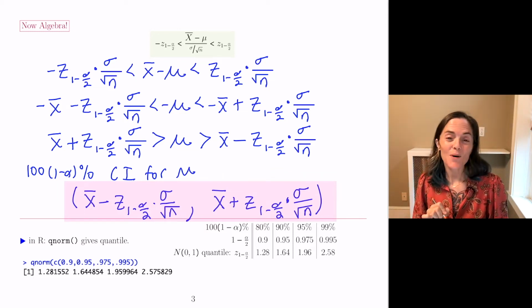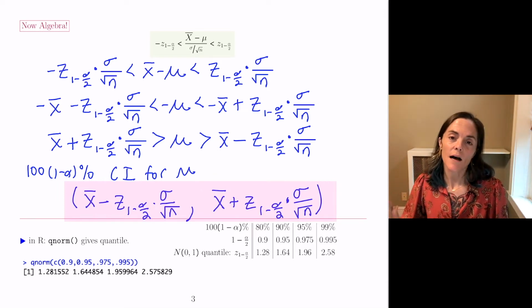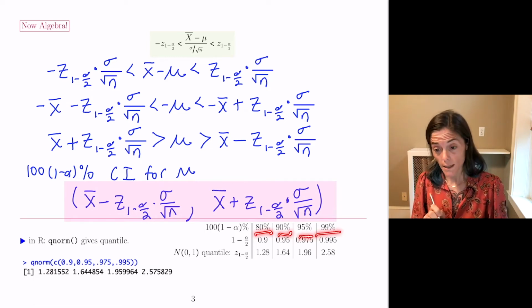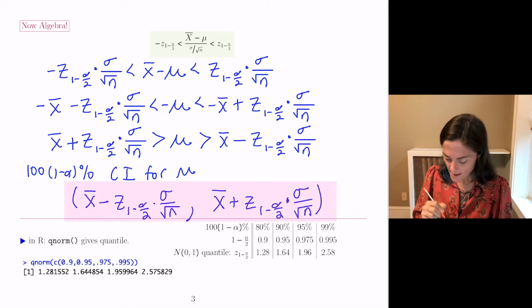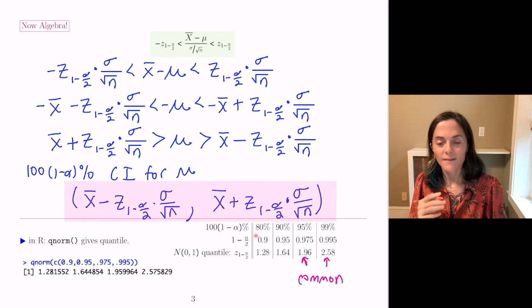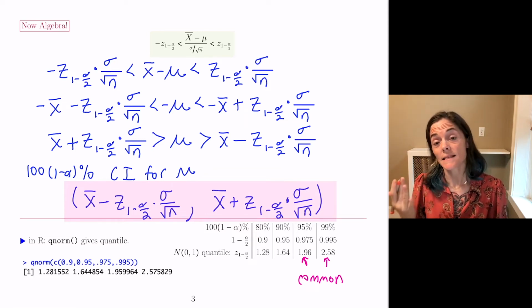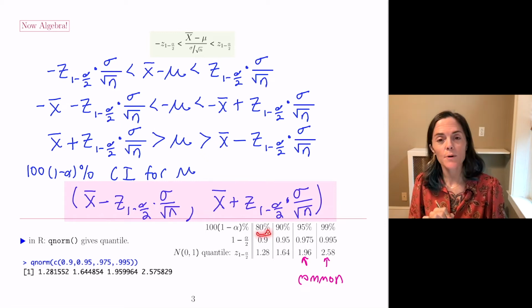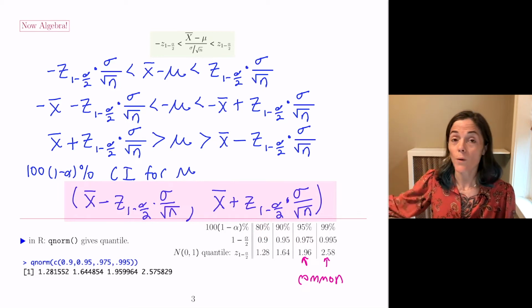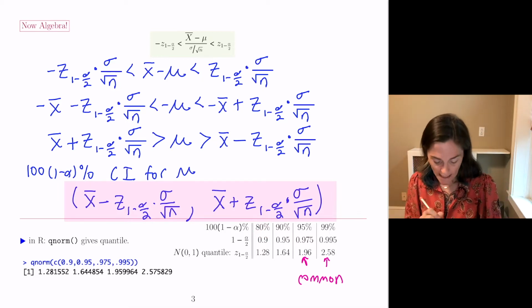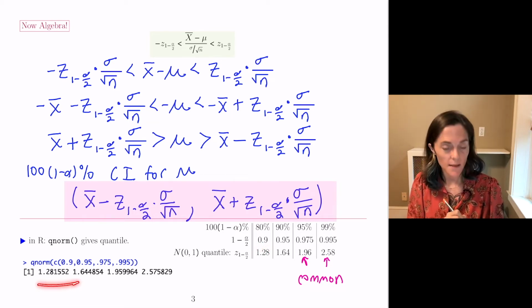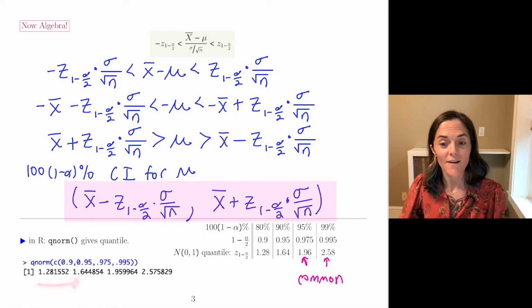Here are some possible 100 times 1 minus alpha %. Maybe 80%, 90%, 95, or 99. Maybe I will just say that these two, 95 and 99, are pretty common. Let's look at one of these to make sense of this table. Well, here, 80%, this says that alpha is 0.2. So we would have 0.1 and 0.1 on each tail. And so this 1 minus alpha over 2 would be 0.9. And then you see the quantile given by R. Of course, I rounded it.